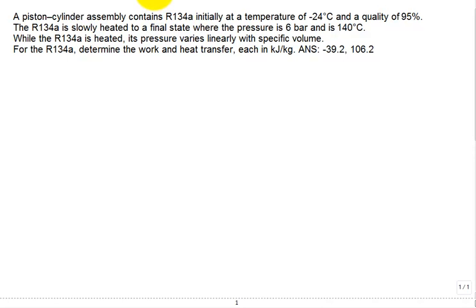So let's solve this problem. We have a piston cylinder assembly. Maybe we sketch it like this, and we have a piston sealing it right there. And inside we have refrigerant 134A. Let's just say the system is here.